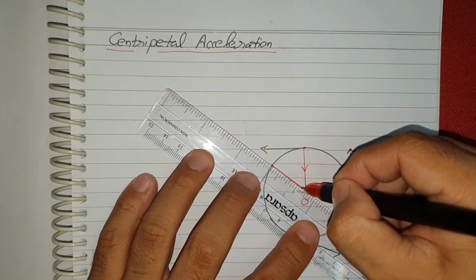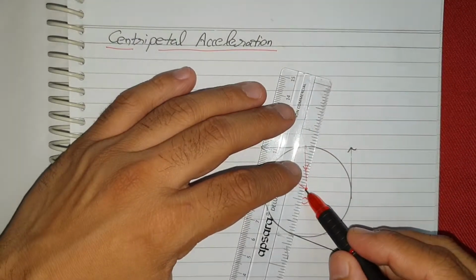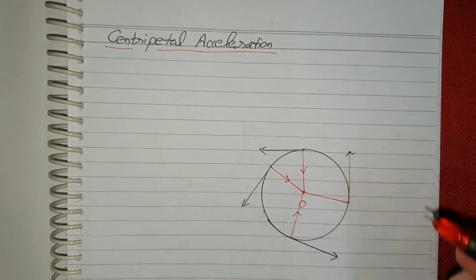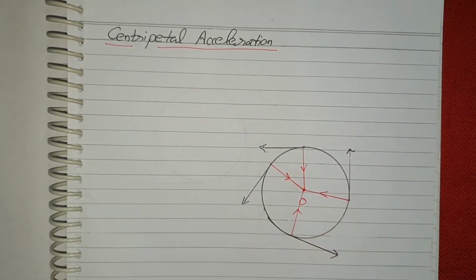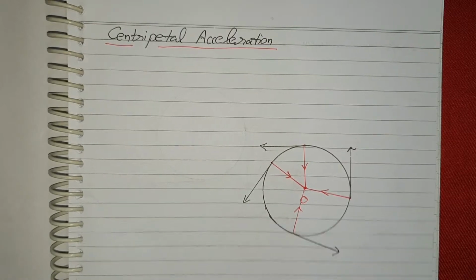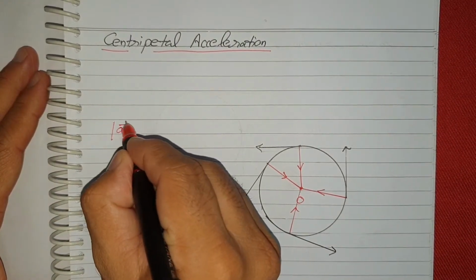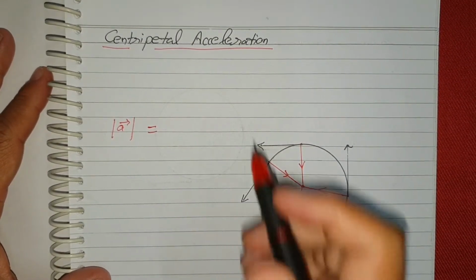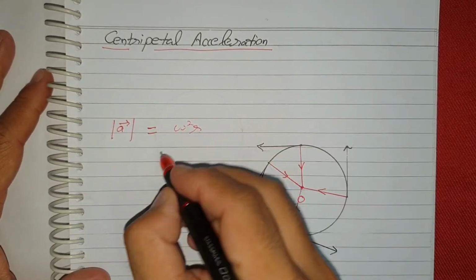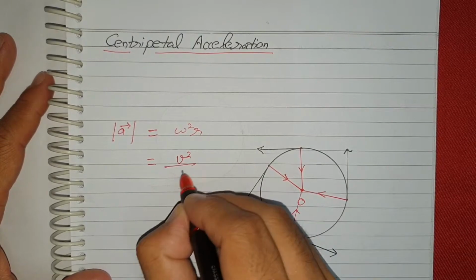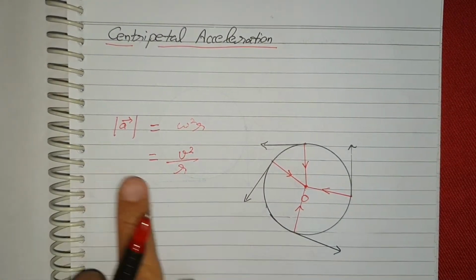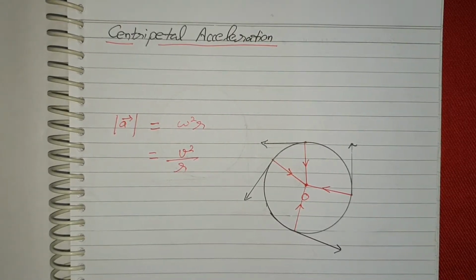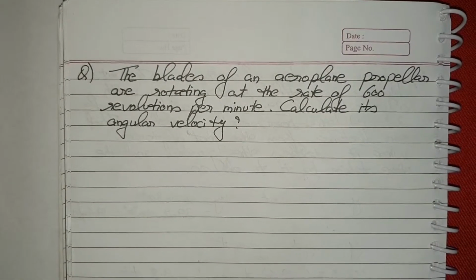Similarly, from here the centripetal acceleration is directed towards the center, and from this point it is directed towards the center only. So this is the centripetal acceleration. Now, what is the value of the centripetal acceleration? See, the centripetal acceleration is actually given by, I am writing the modulus, omega square r, which is given as v square by r. So this is the centripetal acceleration, v square by r, which always acts towards the center in a particle performing a circular motion.